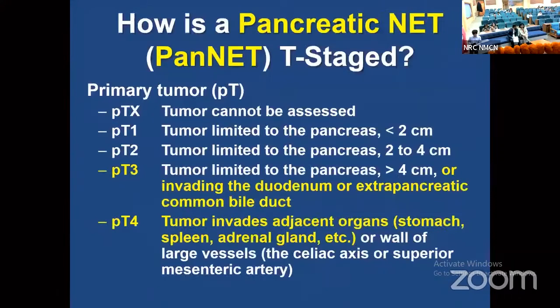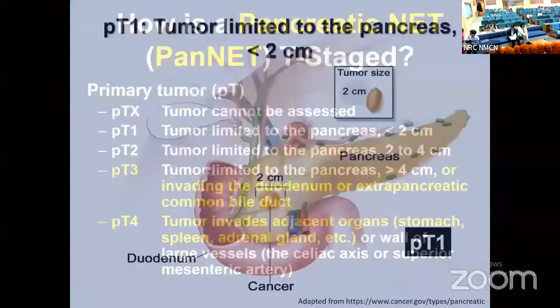Additional differences between endocrine and exocrine neoplasms include invasion into surrounding organs. Other than being larger than 4 centimeters, a T3 pancreatic neuroendocrine tumor is also defined as invading into the duodenum or the extrapancreatic common bile duct. In comparison, T4 not only includes the major vessels such as the celiac axis and SMA, or superior mesenteric artery, but invasion into adjacent organs other than the duodenum, such as the stomach, spleen, adrenal gland, kidneys, and others.